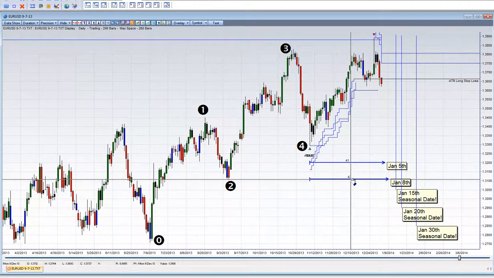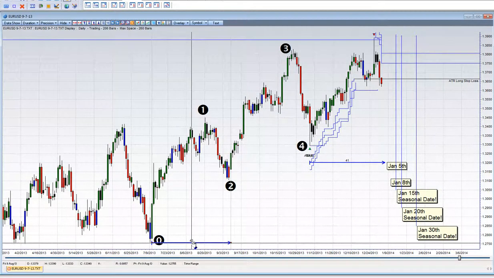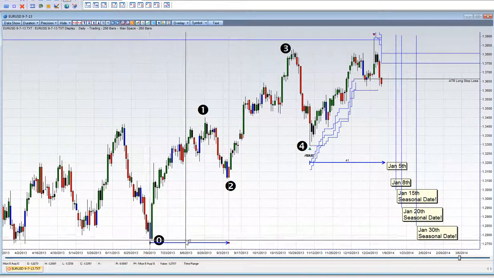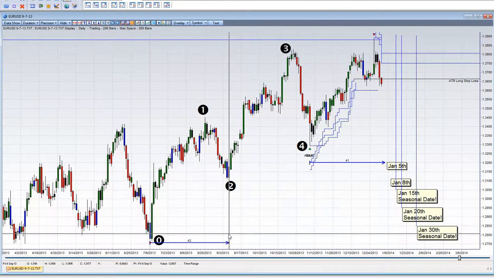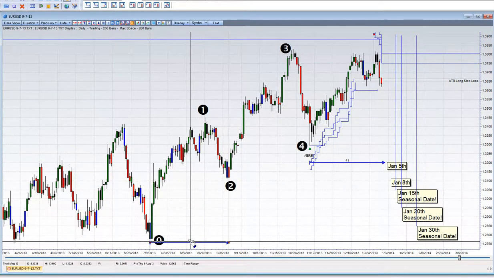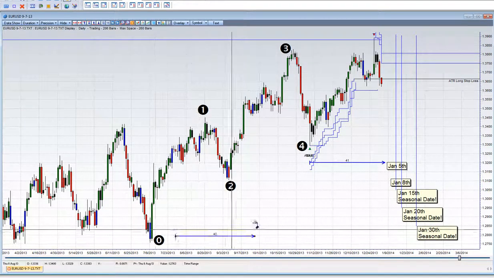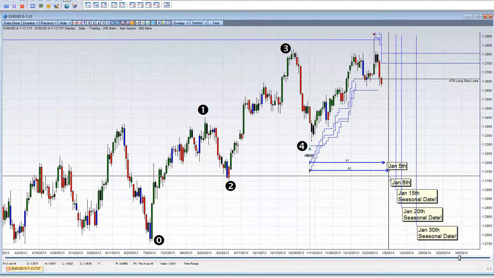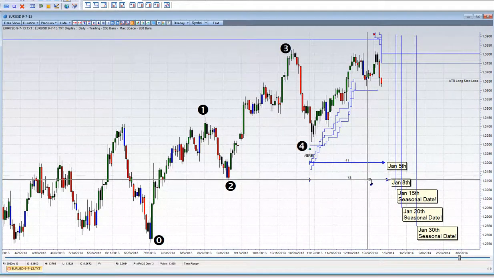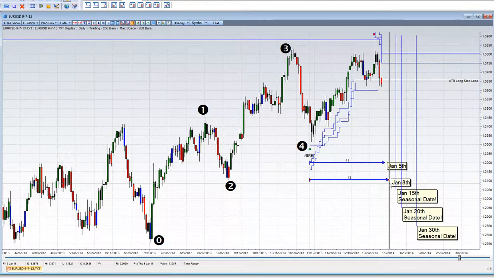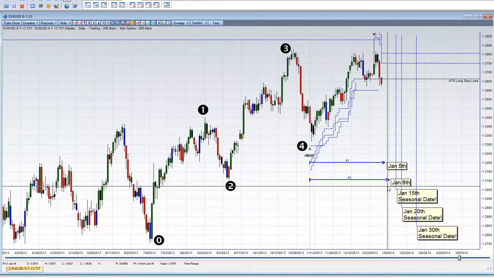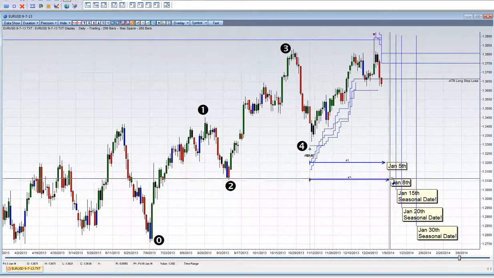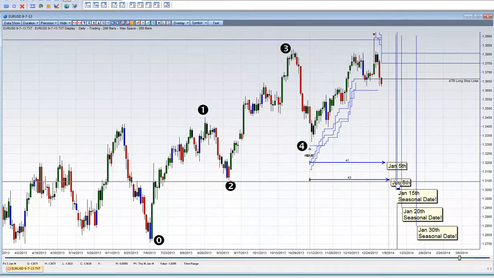Another thing I want to show you is this low of July the 9th, and then that pop, that's 43 trading days. If you put that from the pivot low here, that brings you to January, looks like January the 8th or 9th. So that's one of the dates I have there.